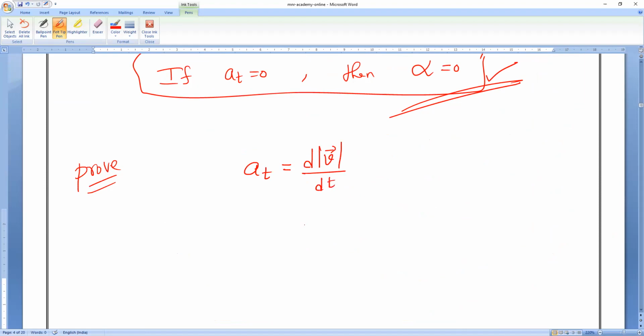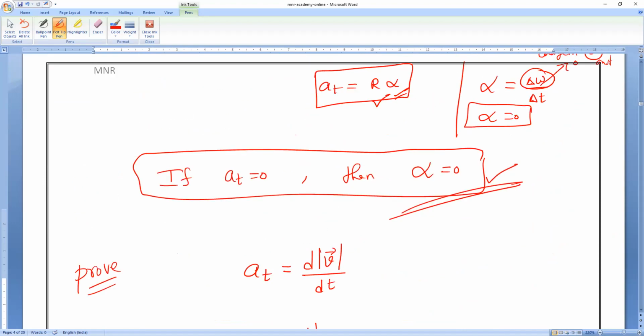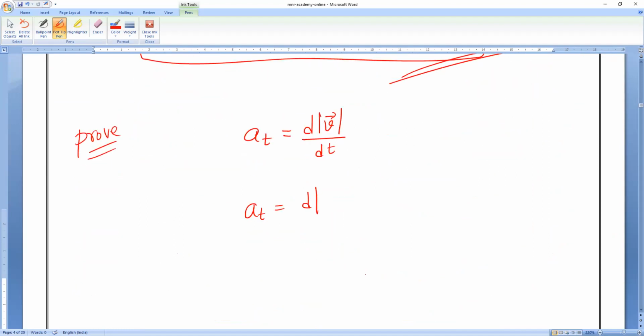Now, tangential acceleration is equal to d of velocity divided by dt. What is the velocity formula? Velocity is equal to R omega. So you can replace it: d of R omega divided by dt. Now we all know that the radius always remains constant. So R times d omega divided by dt. Just observe very carefully: d omega divided by dt is equal to what?